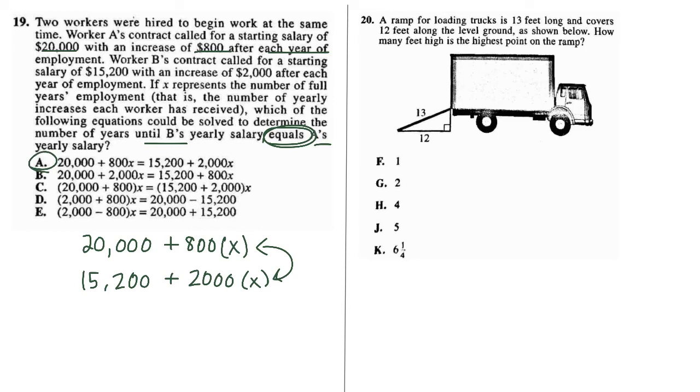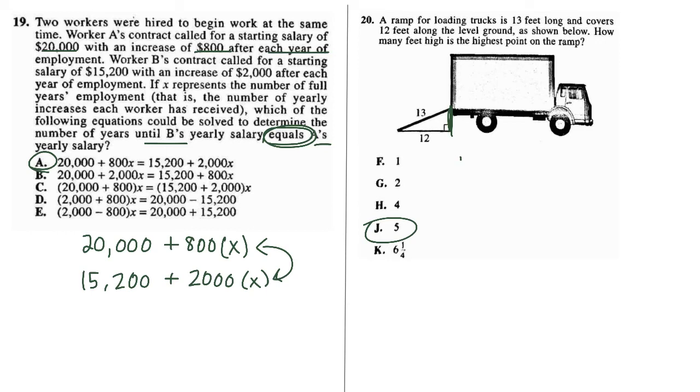So number 20, right? How many feet is the highest point of the ramp? Highest point on the ramp. So that's really talking about this side here, isn't it? We need to find the measure of that side. So if we're going to do that, we do have Pythagorean triples. That's 5, 12, 13. And if we know that, we automatically know answer choice J.